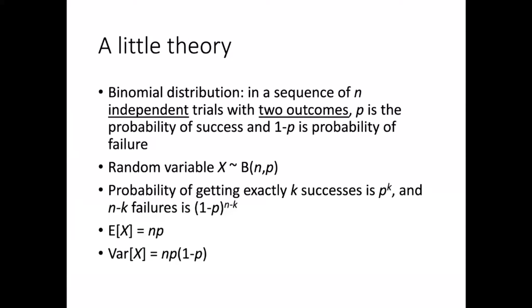Algebraically, we can calculate the probability of getting exactly K successes as p to the Kth power, and you can see how we can calculate the probability of the exact number of failures. We also can calculate an expected value, or mean, of this random variable X, which depends on the number of trials times the probability of success. And you can see here how the variance around this value also depends on the number of trials and the probability of success.